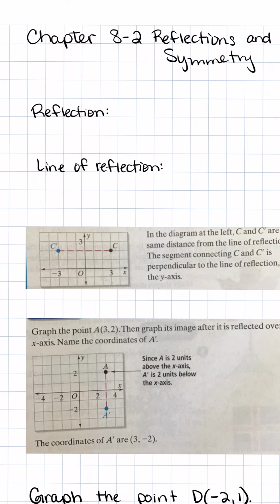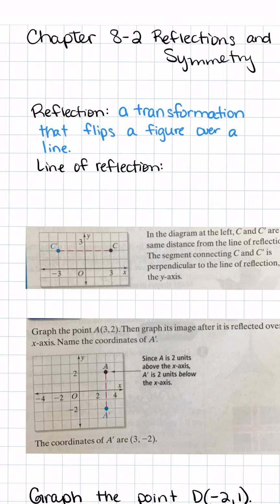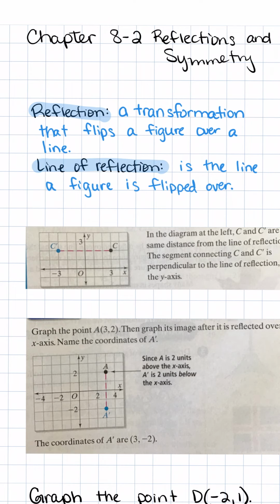Let's write that down. So reflection is a transformation that flips a figure over a line. The line is the line of reflection. So the line of reflection is the line a figure is flipped over. So let's check out this diagram.